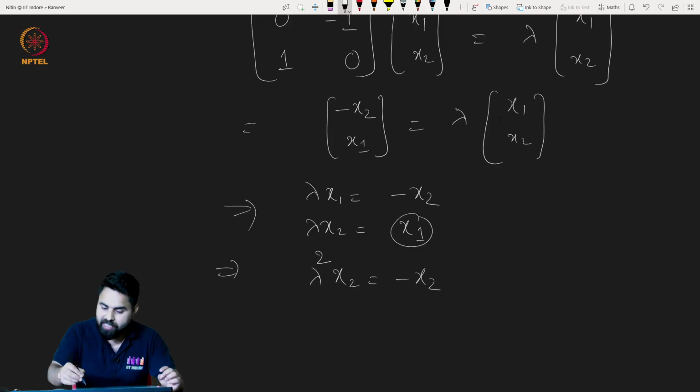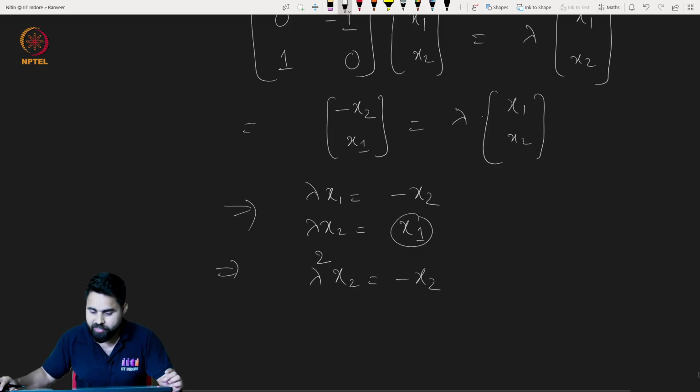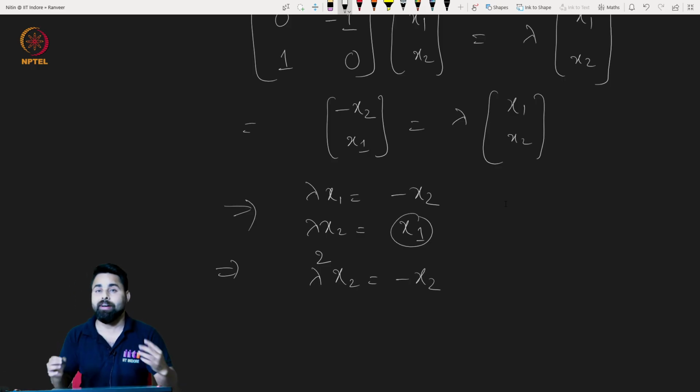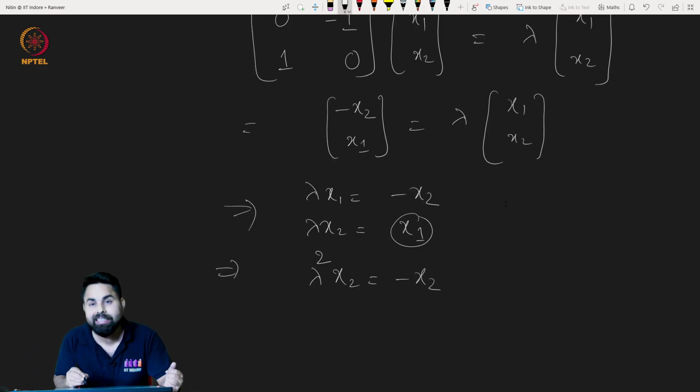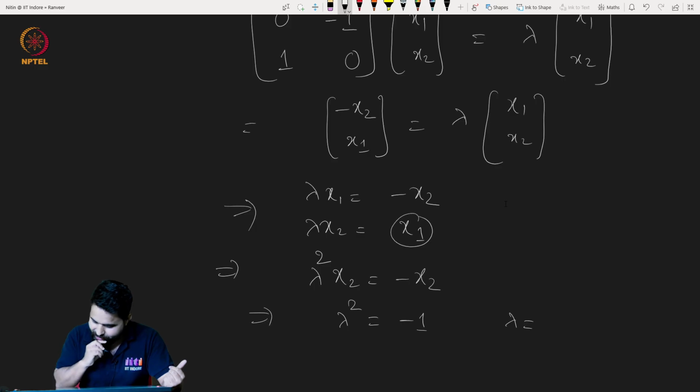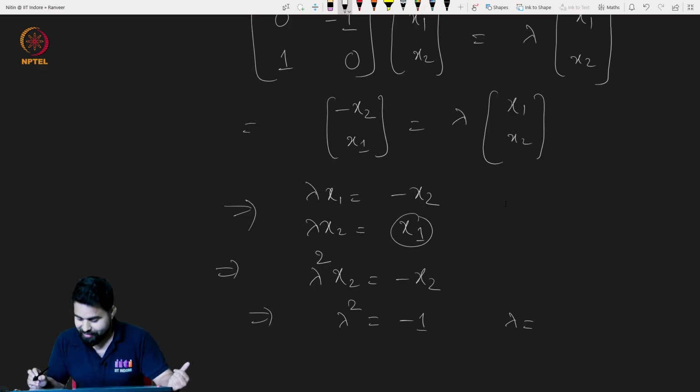So at least one of the entries among x1 and x2 has to be non-zero. But if x2 is 0, that will imply x1 is also 0, which means the vector is 0. So I cannot take x2 as 0. x2 is non-zero, so I can cancel it out. That implies lambda squared is equal to -1. So this gives what? This gives lambda equal to an imaginary number, in fact plus or minus iota.